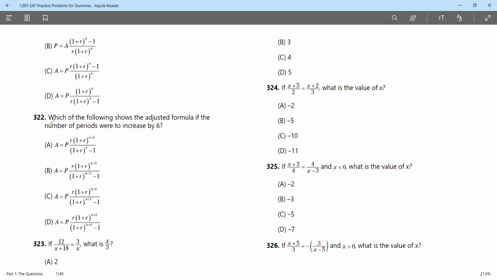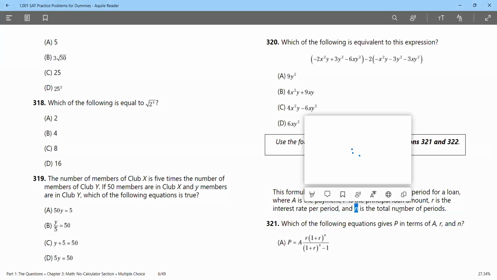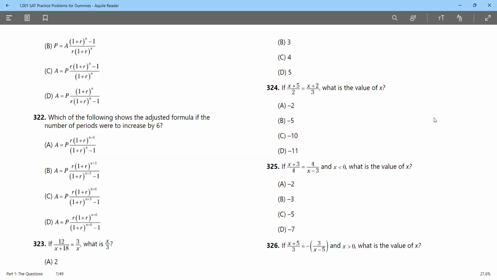In our main formula, which of the following shows the adjusted formula if the number of periods were to increase by 6? N represents the total number of periods. So if you want to increase it by 6, all you have to do is increase each N by 6. So the answer will be not this, not this, not this, but it will be this one.